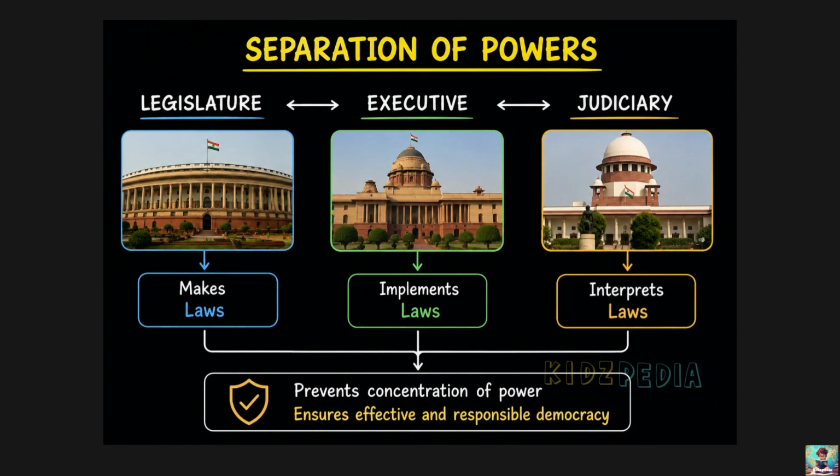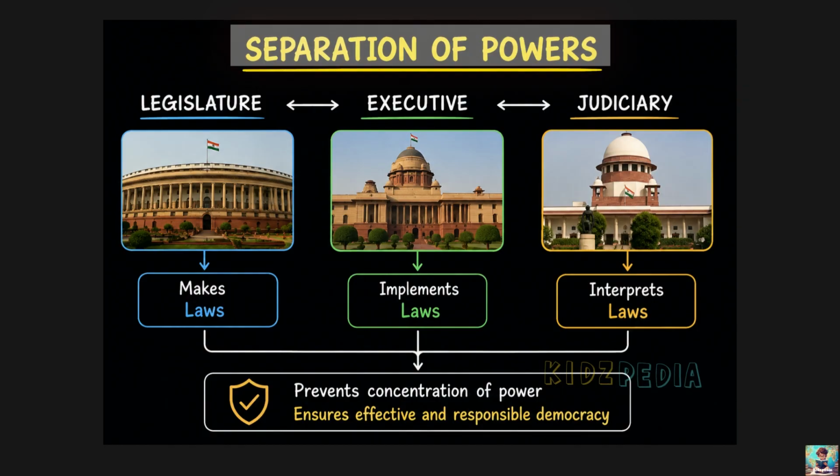So, democracy also depends on something called separation of powers. The government has three main organs: legislature, executive and judiciary. Each one has a different job. The legislature, mainly Parliament, makes the laws. The executive implements those laws and the judiciary interprets the laws and checks whether they are consistent with the Constitution. Now, why do we separate these powers? Because we don't want all the power to be concentrated in one place.